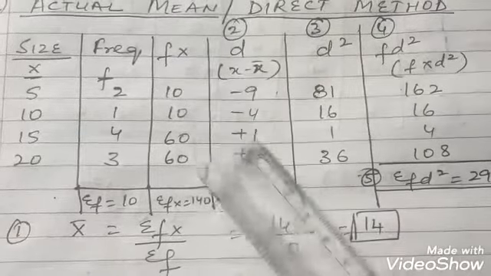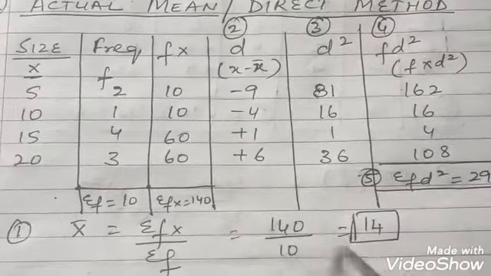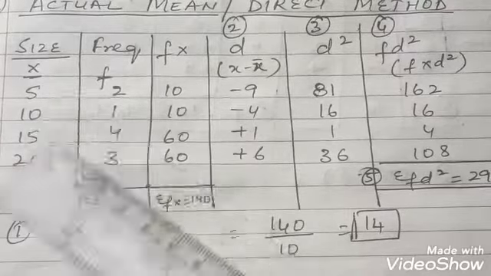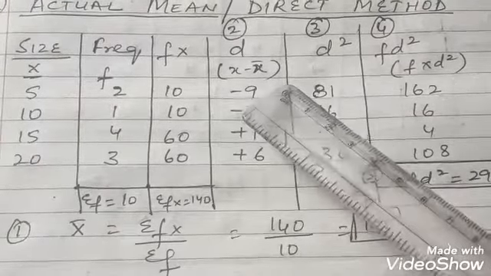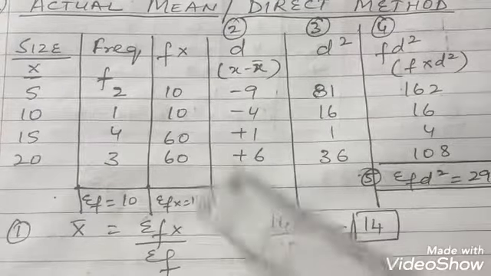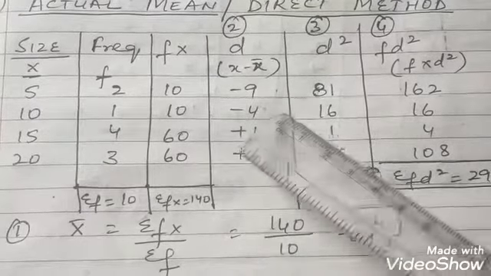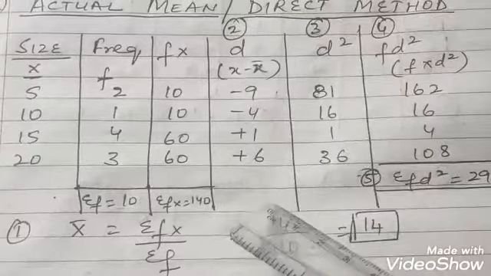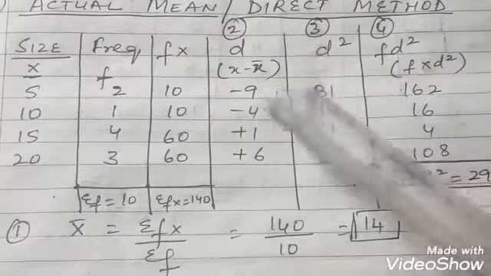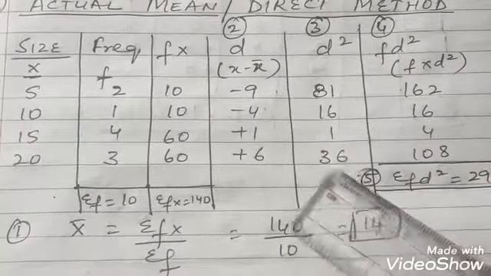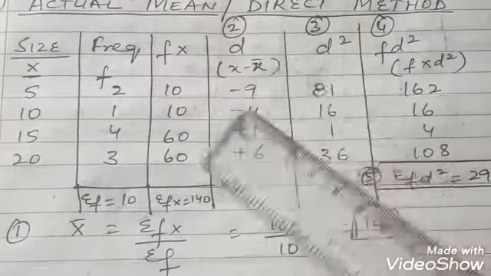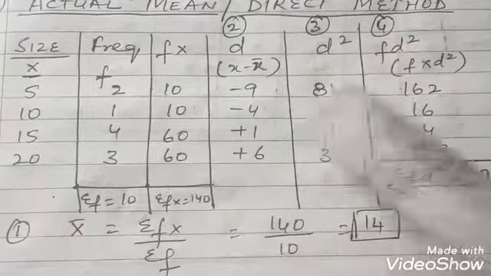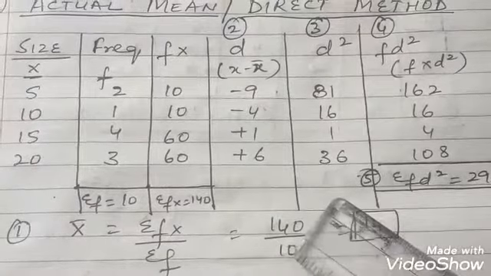Now the second step is, you will take deviations from actual mean. So it's 5 minus 14 minus 9. Cannot ignore the sign. 10 minus 14 minus 4. So this is how you get your d. The new step here is, as you all know, you get d squared. What is d squared? Squaring each value of d. So 9 square is 81, 4 square is 16, and so on.